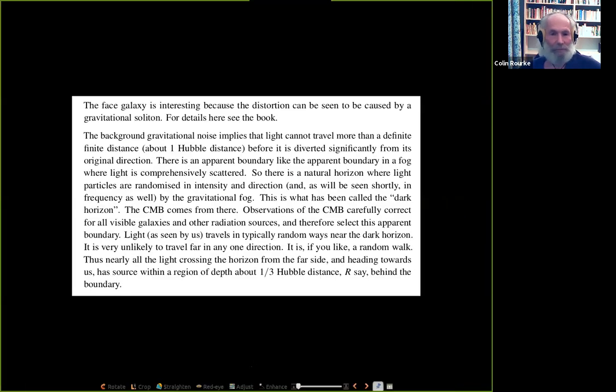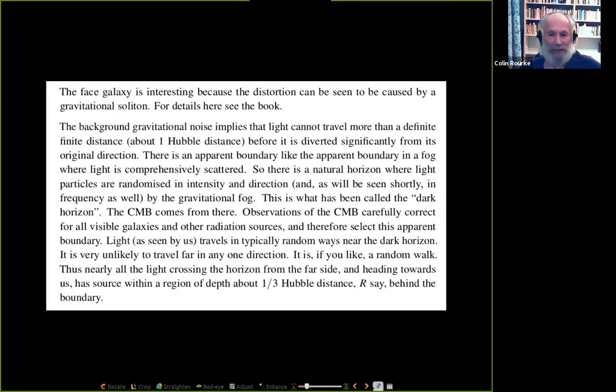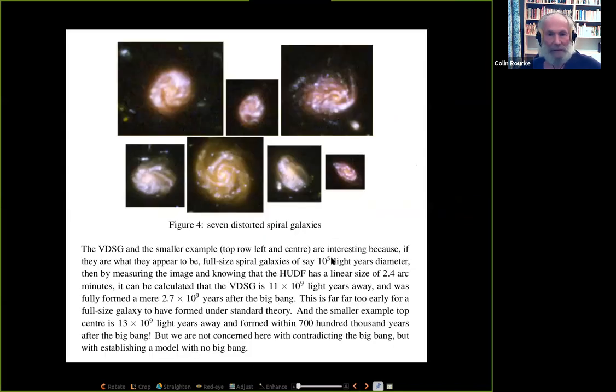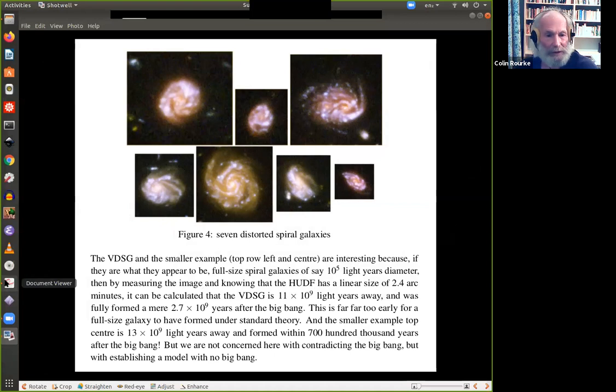Okay, the face galaxy, that's this guy here, is interesting because you can actually turn it into a spiral galaxy by a simple bit of geometry, and you can see that what's happening is there's a gravitational soliton in between. So I don't know if it's going to work, but with any luck I might be able to throw that up on the screen. But I got it ready here.